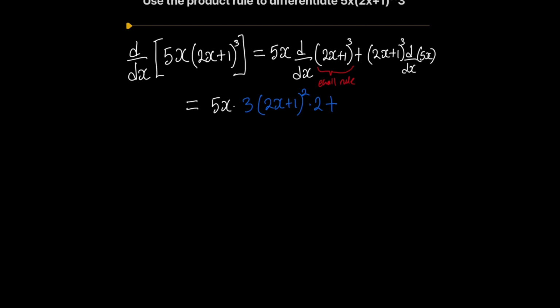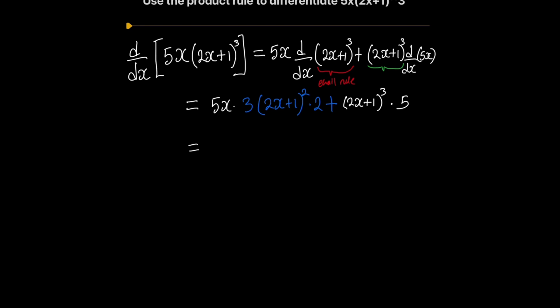Plus, we are keeping this one constant. That is 2x plus 1 power 3. And then we differentiate 5x. When we differentiate 5x, we just get a 5. So, that is the derivative of this. Now the next step is just to simplify this to come up with a better answer.